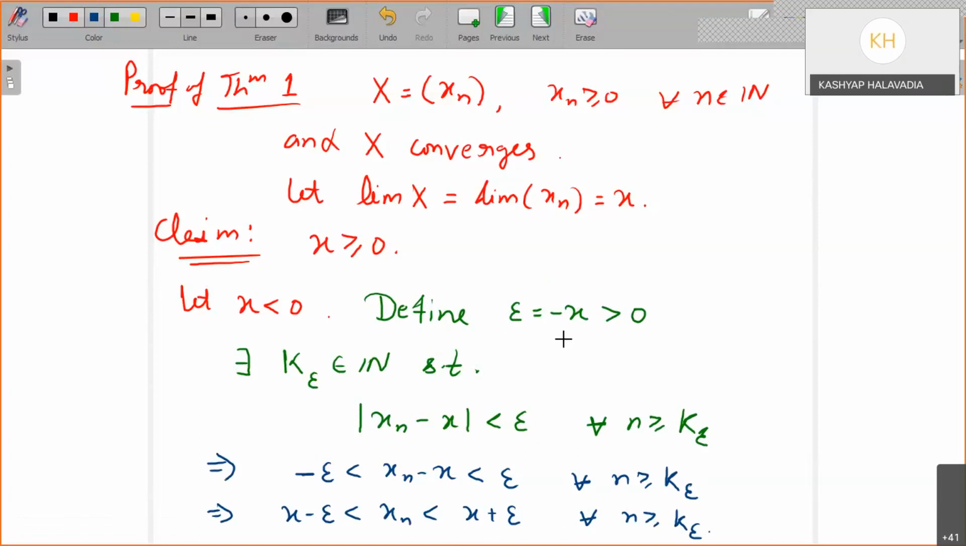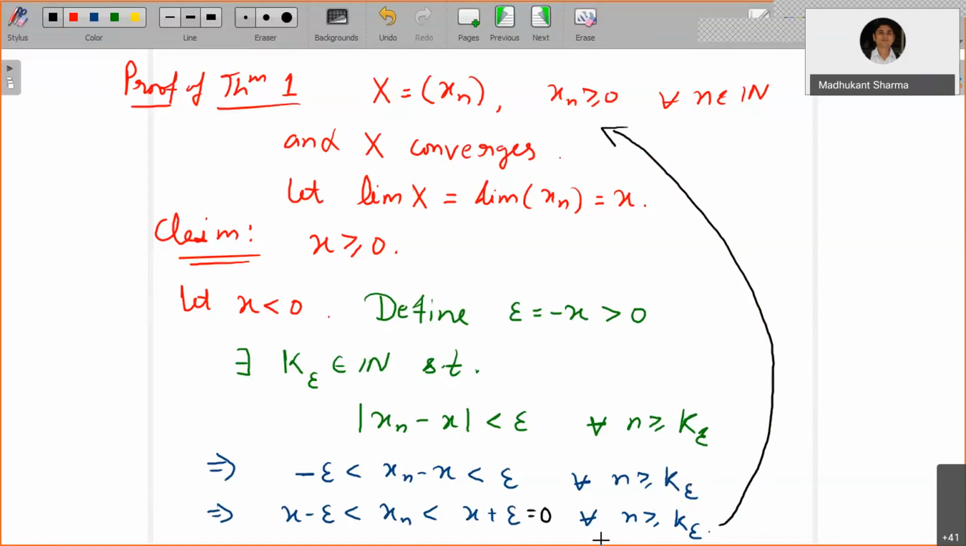Xn would be less than 0 here. Yes, and it contradicts. So this is equal to 0. X plus epsilon is nothing because epsilon is minus x, so x plus epsilon is 0. So what does it contradict? This is going to be a contradiction to the fact that xn is greater than or equal to 0 for all n.